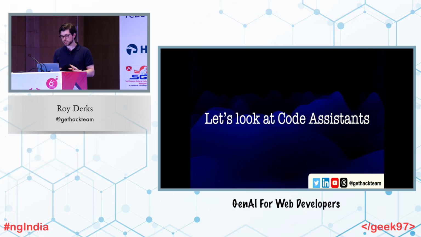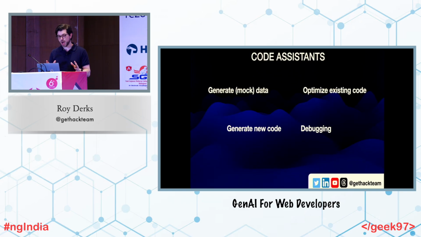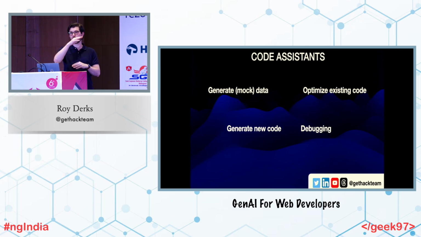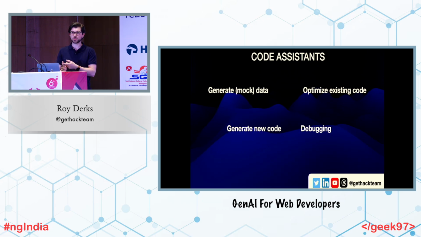I wanted to look at code assistants a bit as well, but we already had a great talk that showed how to use code assistants. So I'm just going to tell you how I use them myself. I use code assistants mostly to mock data. If I have one piece of JSON and I want to have more pieces of JSON, I typically tell GitHub Copilot to generate more. I use it to optimize existing code, but not too often because I still feel it could be a bit clunky.